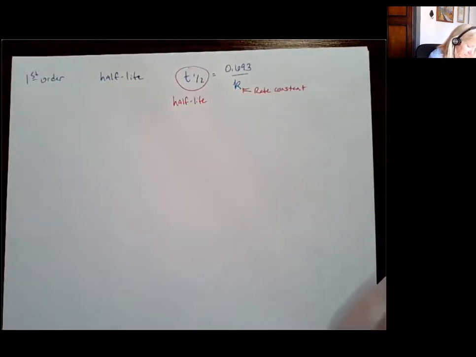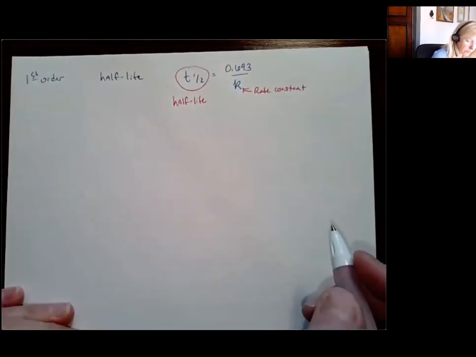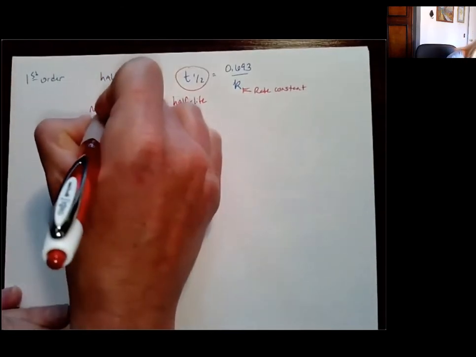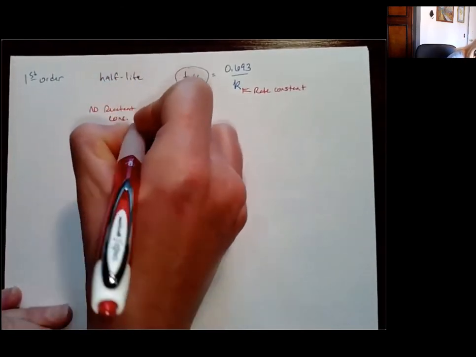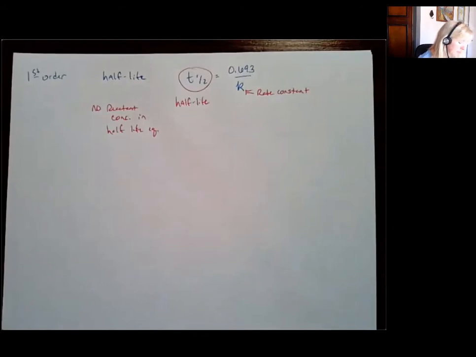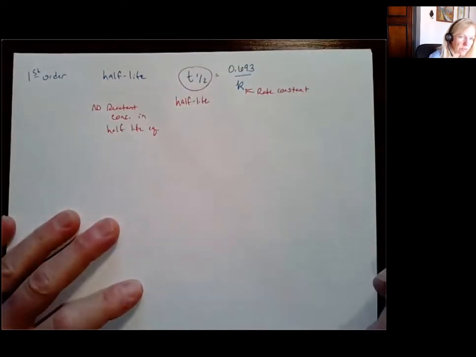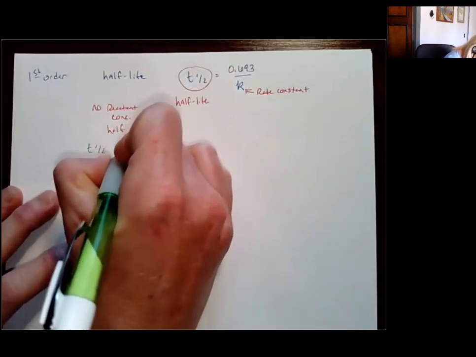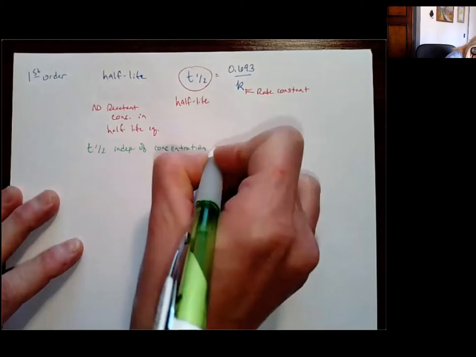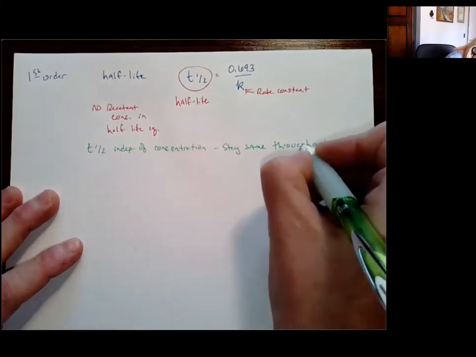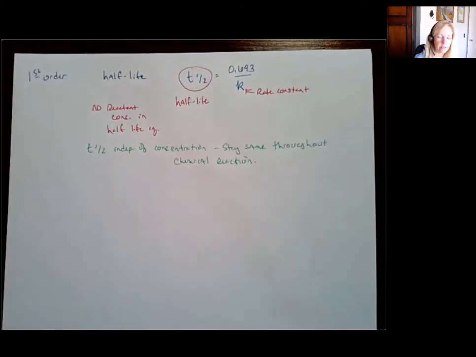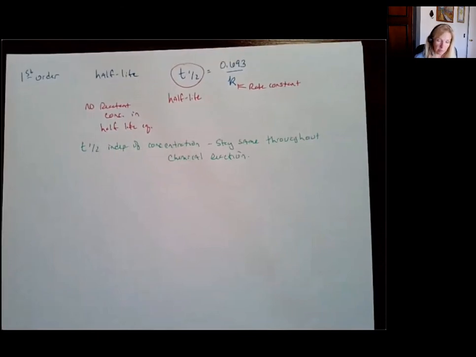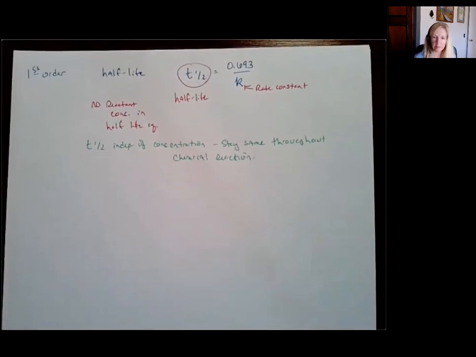And what you see here is that there's no concentration of my reactant in here. So there's no reactant concentration in my half-life. That's important because it means the half-life is going to be constant throughout the entire reaction. The half-life, T1/2, is independent of the concentration, and it's going to stay the same throughout the chemical reaction. If I have a scenario where I have time and concentration, and I see that it takes the same amount of time to drop the concentration by half anywhere that I'm looking in my data, then that's going to tell me I'm first order.